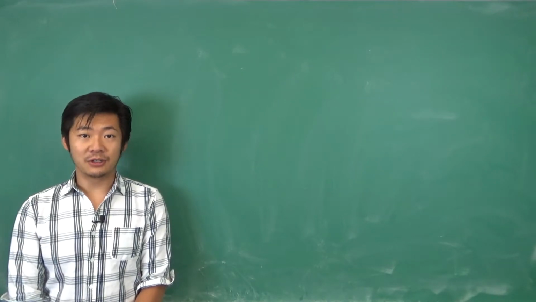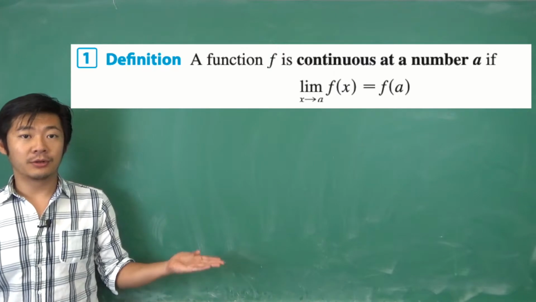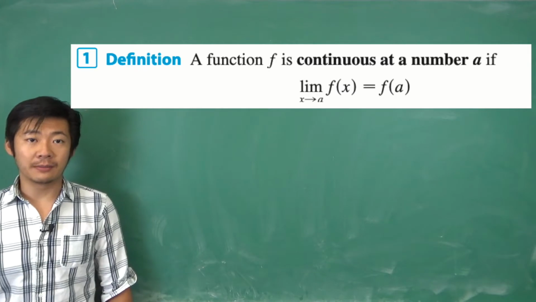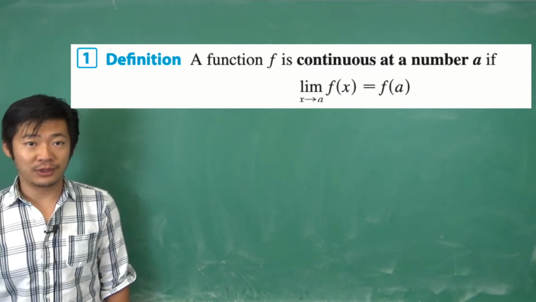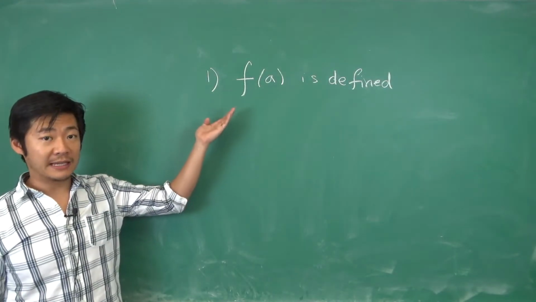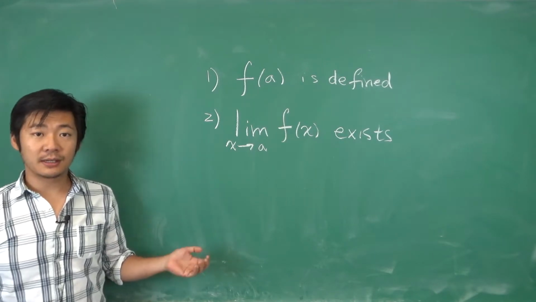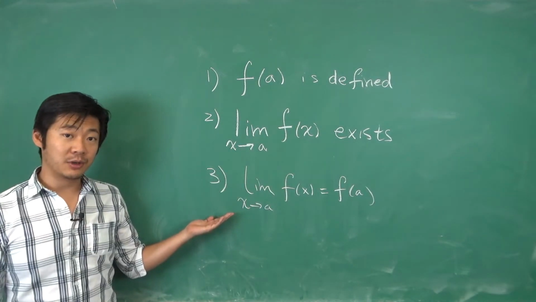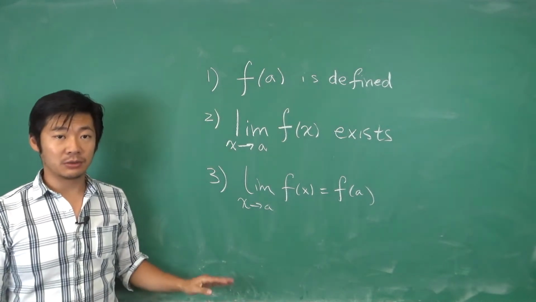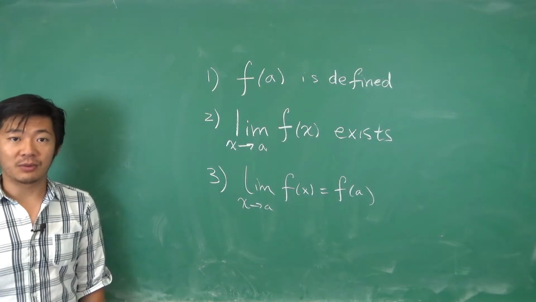Let's start off with the definition of a continuous function f at a point a. The limit as x approaches a of f of x is equal to f of a. From this we require three things. First, the function is defined at that point a. Second, the limit at that point needs to exist. Third, the value of the limit and the value of the function at that point are equal. When these are satisfied, the function is continuous at the point a.